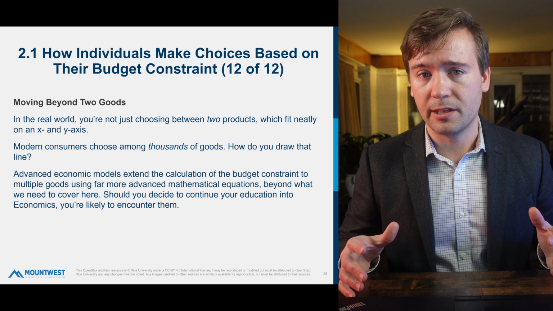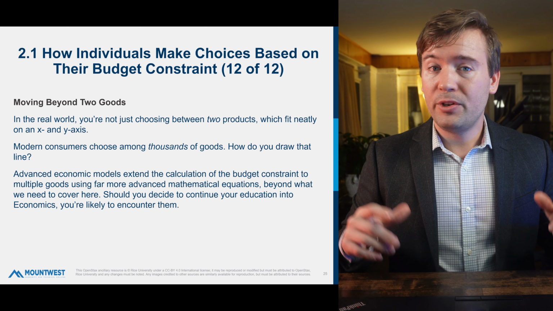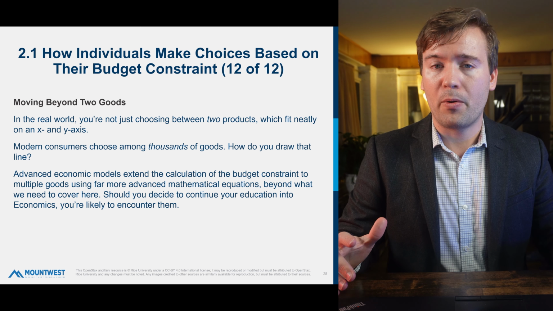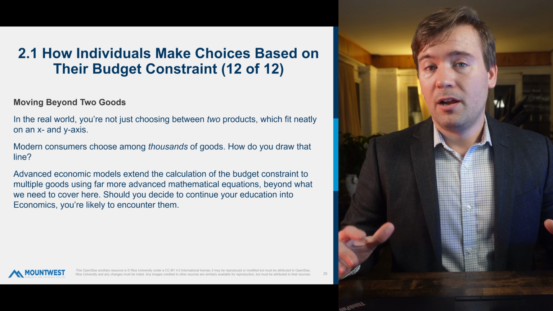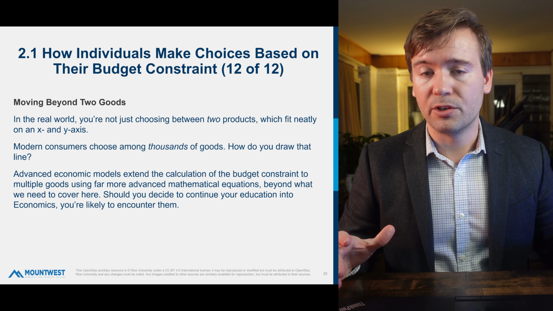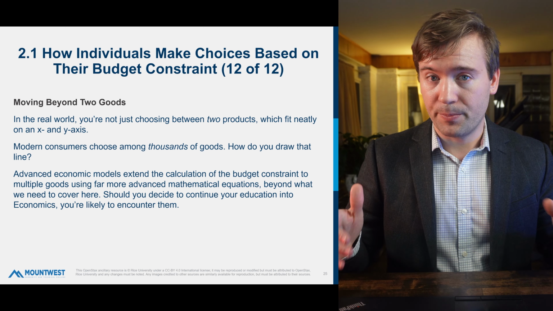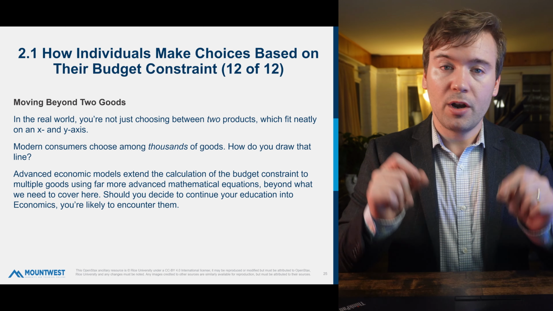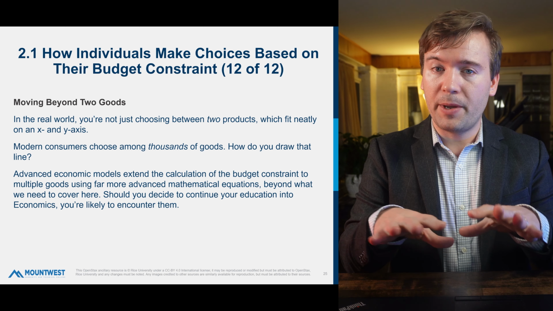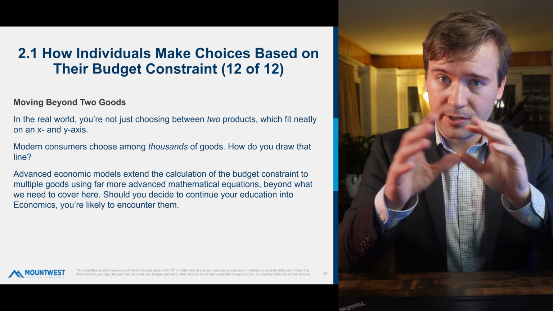It's very easy to draw the line when there's only two options. It's this or it's this. But when you have thousands of possible products that you could buy, that's a lot more complicated. And so we need more rigorous mathematics to do something like that. And we're not going to focus on that in this class. This is just a basic economics class. Okay, we're not going to focus on that.